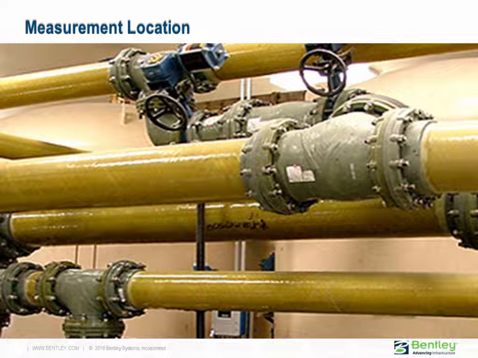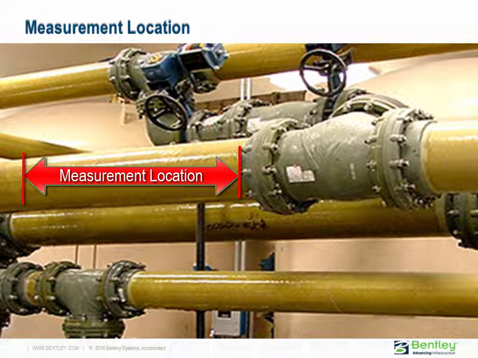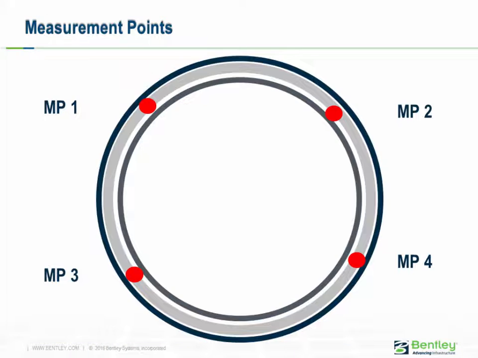The area of the asset at which measurements are taken is referred to as the measurement location, while the points on or around the asset where the individual readings are taken are called measurement points. Once the values for each of the measurement points are recorded, they are assessed to derive a value for the measurement location. For example, the lowest value might be selected, or the average value selected.